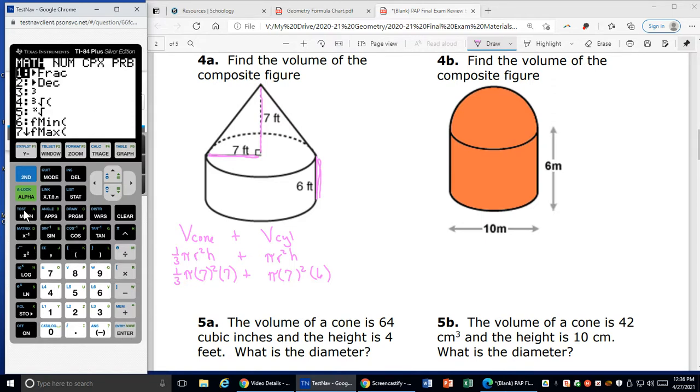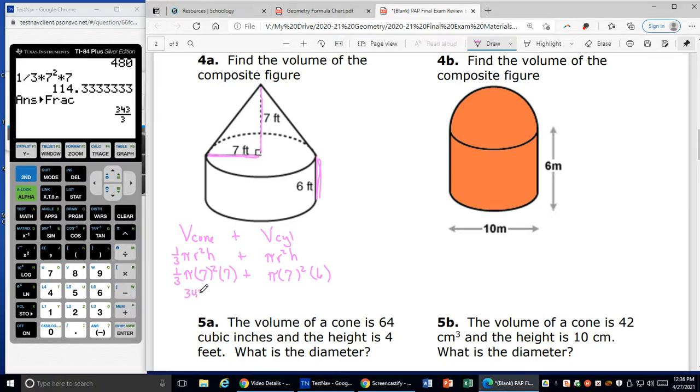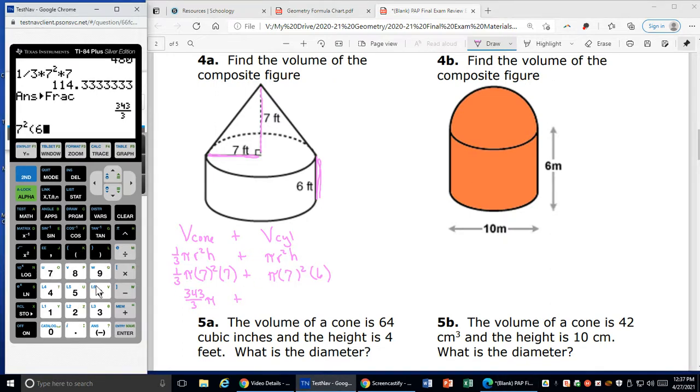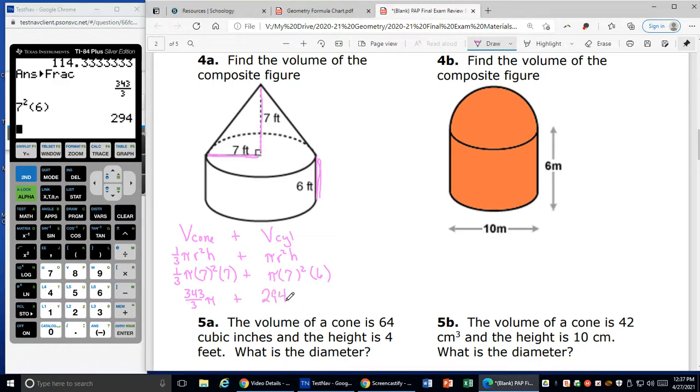which gives me a decimal. I'm going to go ahead and turn this into a fraction so I can have an exact answer. 343 over 3 pi. Plus the volume of my cylinder, 7 squared times 6, which gives me 294 pi. So I have 343 pi over 3 plus 294 pi.